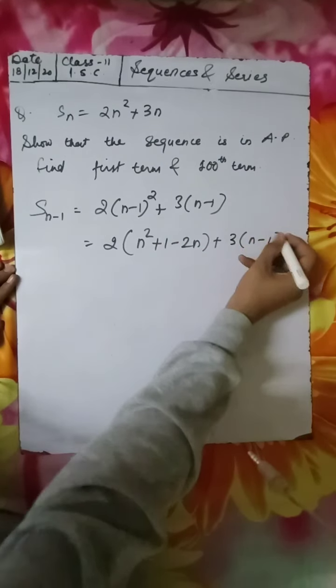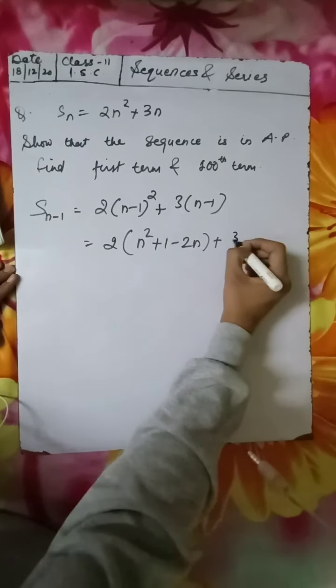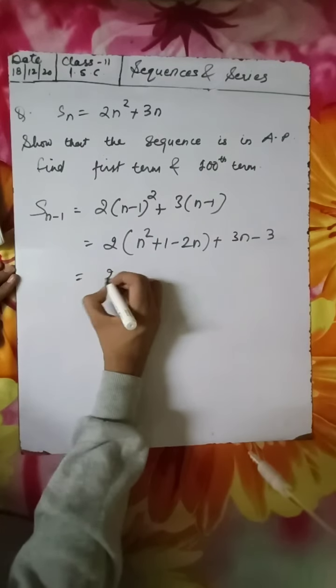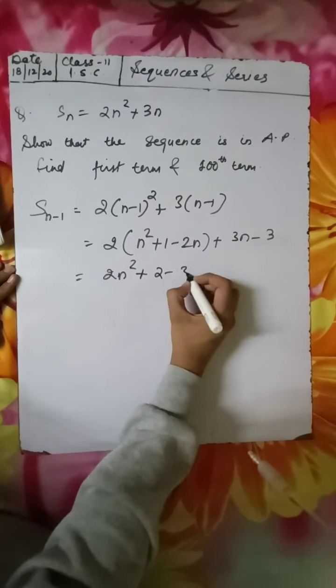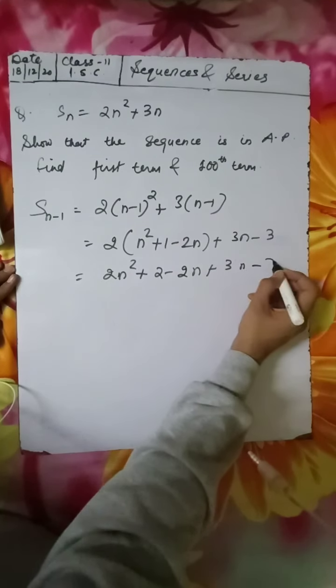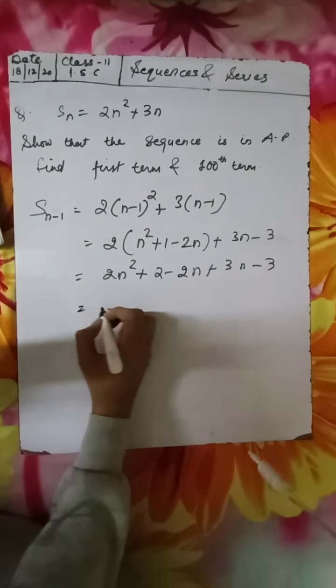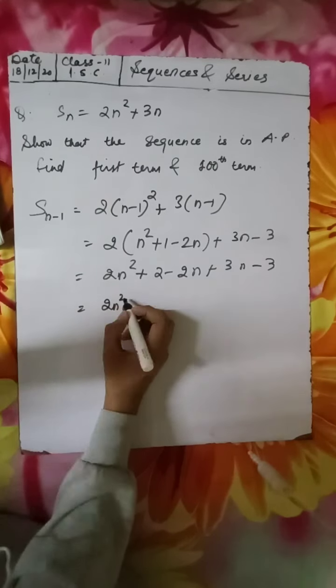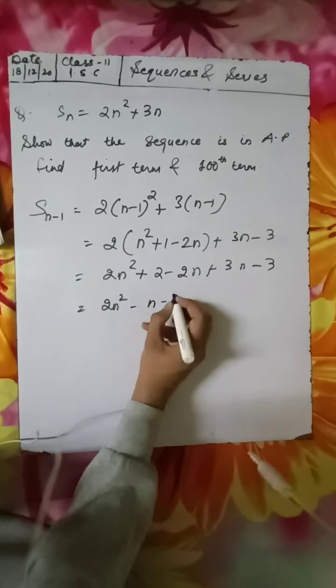3 times n minus 1 will be 3n minus 3, multiply 2 inside, so 2n square plus 2n minus 3n minus 3. So we'll finally get 2n square minus n minus 1.